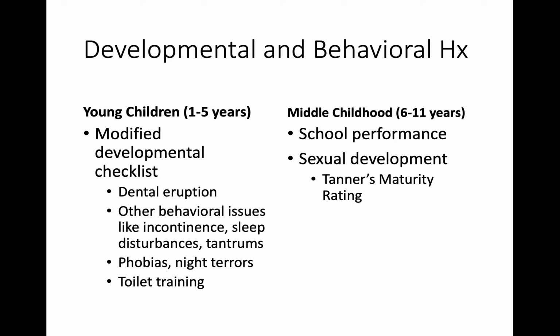For middle school children, you ask about their developmental and behavioral history within the context of school performance, their friend groups, who they hang out with, and some of their interests and favorite subjects. So those are usually the things that you talk about the most. With regard to sexual development, you will rate them using the Tanner's maturity rating. And I trust that you guys either know that by heart or will review it as soon as you are done listening to me talk.